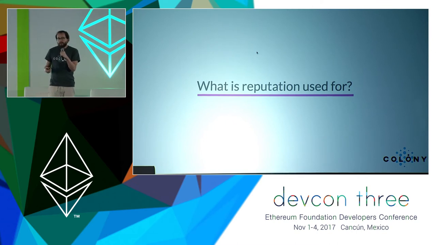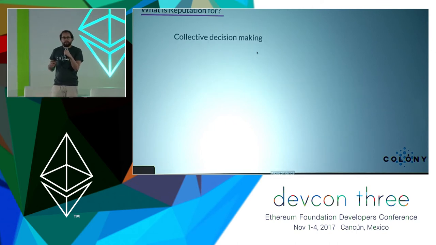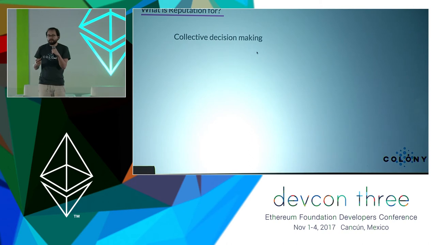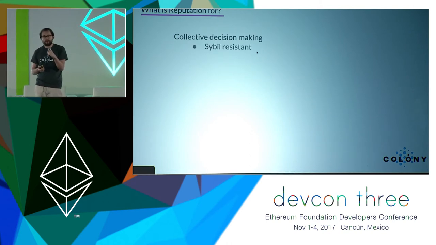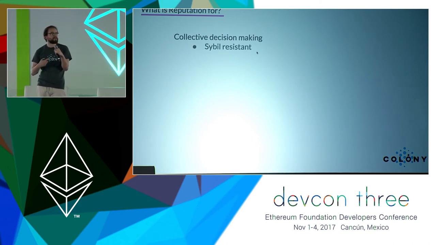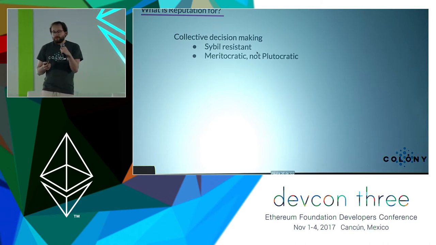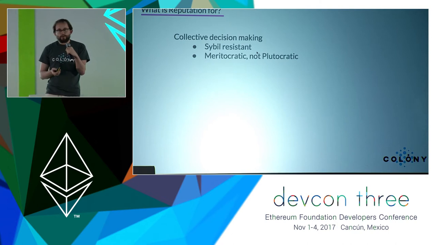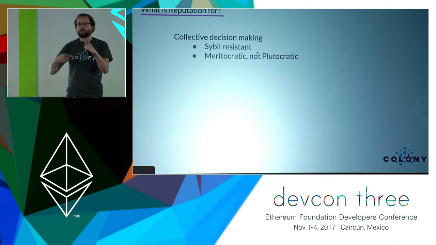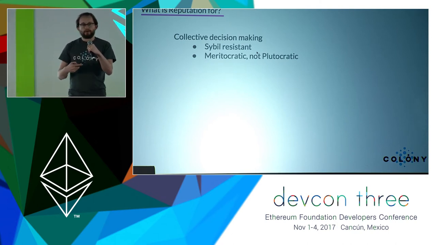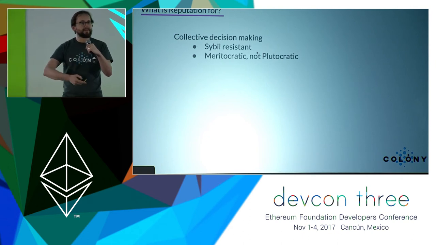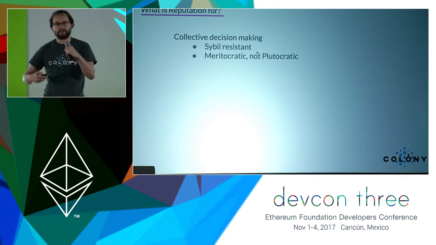The reputation that I earn helps us in the collective decision making, and what we want, so this system is a Sybil-resistant decision-making mechanism. You have to actually do work to earn reputation. It's also meritocratic, not plutocratic. What we mean is you have to do good work that your peers like to earn reputation. It's not something you can buy. So it's not the person with the most funds who has the most say within a colony on this level.